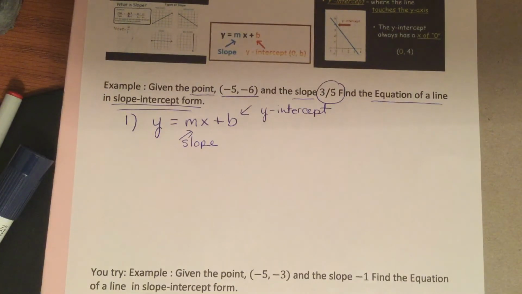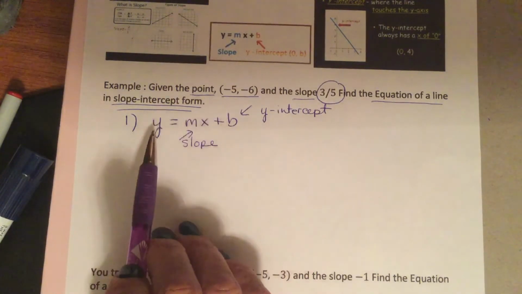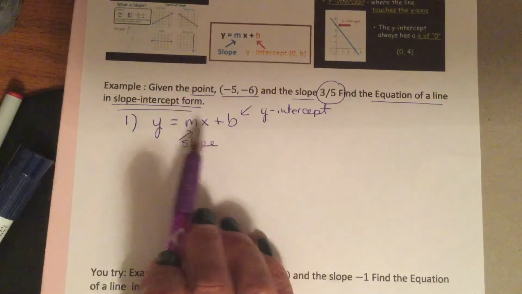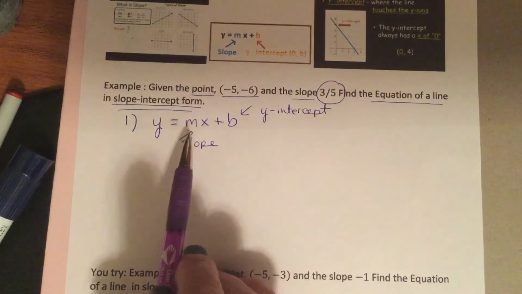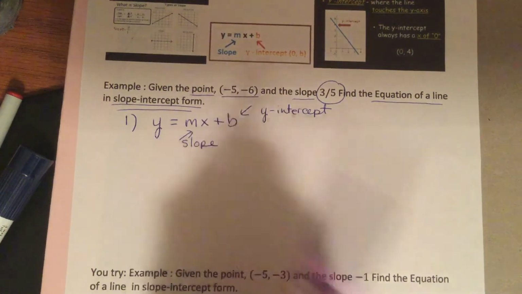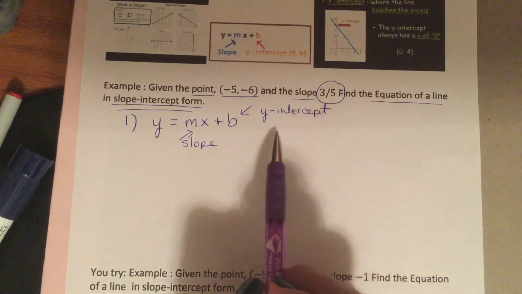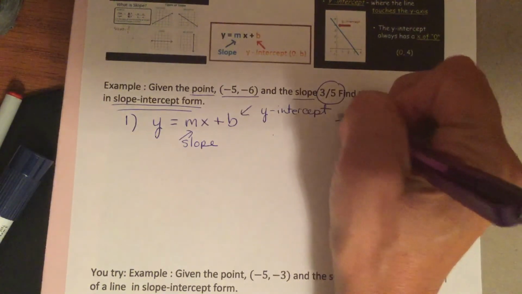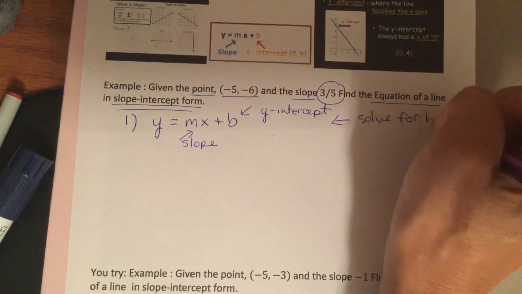So looking at our equation, we need to find what that slope is and what b is, because remember, x and y are the points, and there's an infinite amount of points on a line, so these keep changing. But what will always stay constant about our line is our slope and our y-intercept. We know that the slope is 3/5, but we don't know that y-intercept. So that's what we're going after right now. So we want to solve for b. That's our objective.